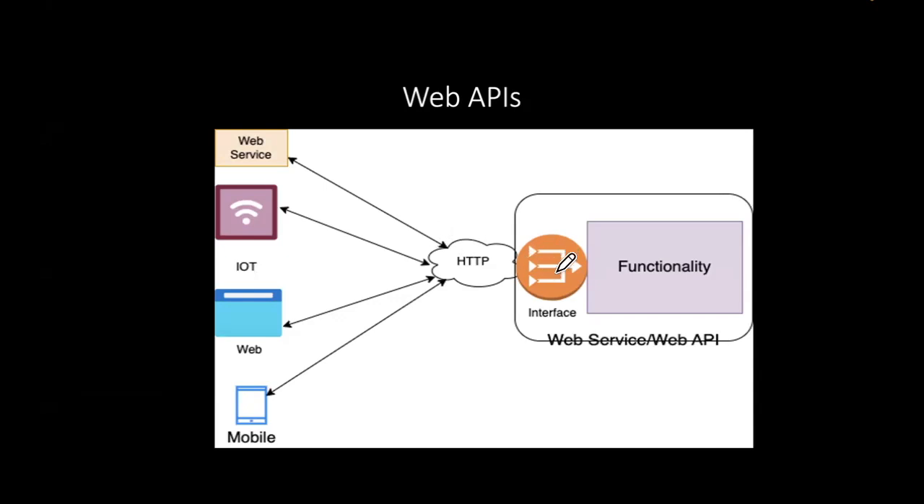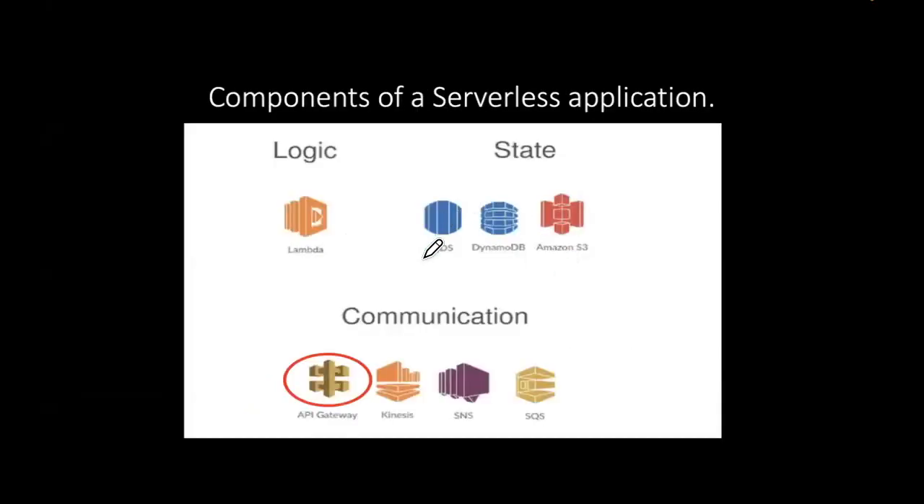So how do we create this part? And how do we create it in a serverless kind of model? The answer to that is we use a service called API Gateway. It's another way of looking at it. What this screenshot is telling us is that any serverless application is made up of either logic components, state management components, or communication components.